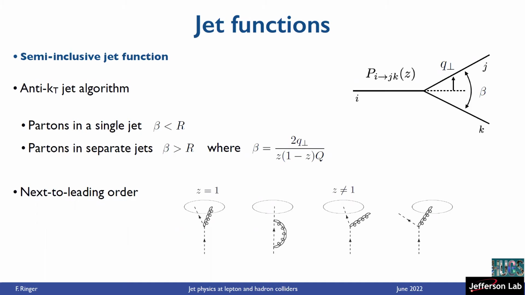Basically, when this angle is less than the jet radius R, then it will be a single jet. If it's larger than R, it will be 2 jets. And one can work out the kinematics in terms of z and transverse momentum qt. Then this angle beta here is given by this expression here.